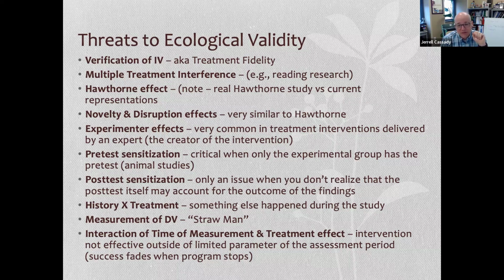Multiple treatment interference. I used to do a lot of reading research in schools, and we found, here's our intervention. And we'd be at the school like, wait a minute, what are you doing over there?